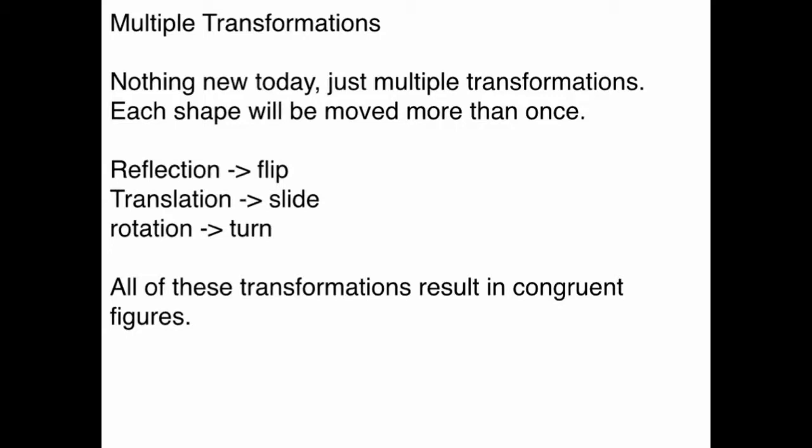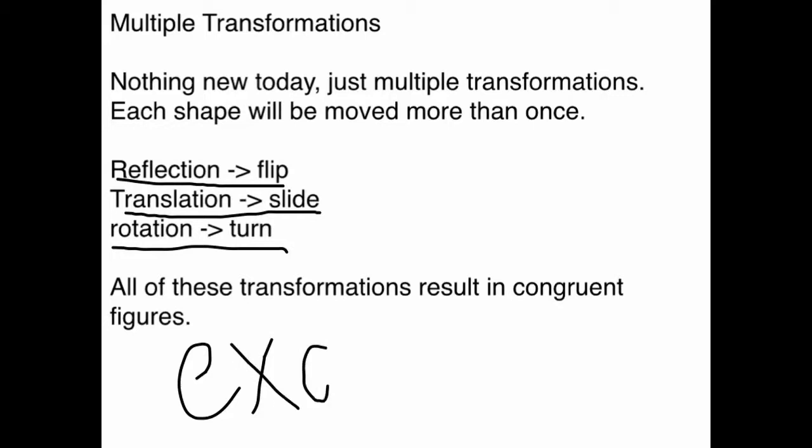And just to review, when I reflect, I flip my shape. When I translate a shape, that just means I slide it or move it along my graph. And when I rotate it, that means I turn it. And as we know, all of these transformations will result in congruent figures, meaning our shapes are the exact same size and everything.